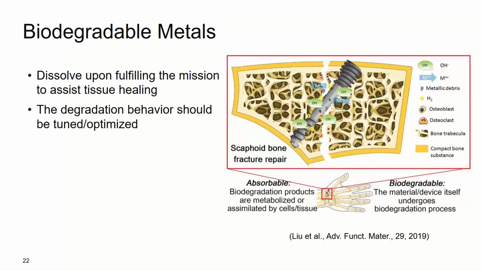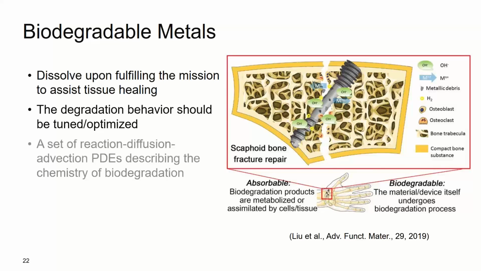And the thing is, the biodegradation behavior should be optimized based on different types of applications, whether it's cardiovascular or orthopedics. And the process itself can be described by a set of reaction, diffusion, advection differential equations. So very similar to the equations that I showed you. So I think you can see where we want to go. We can derive these equations from the underlying chemistry, and then we can use FreeFEM and finite element to solve them. Really as easy as that.